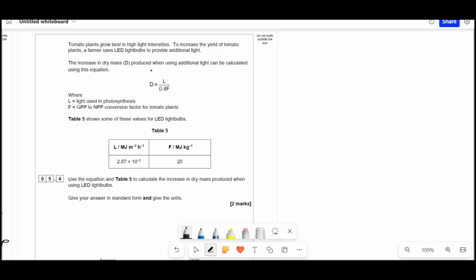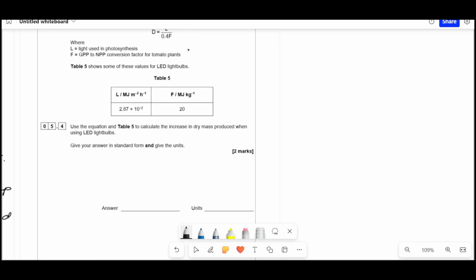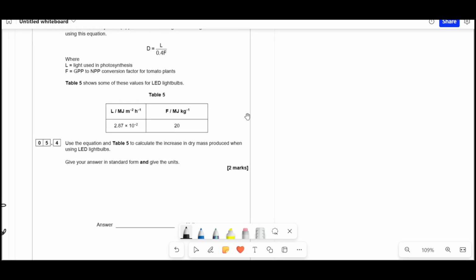The increase in dry mass produced can be calculated using this equation, D equals L over 0.4 F, where L is the light used in photosynthesis, and F is the GPP to NPP conversion for tomato plants. Table 5 shows some of these values for the LED light bulbs, and then it says use the equation in table 5 to calculate the increase in dry mass produced when using LED light bulbs and give your answer in standard form.